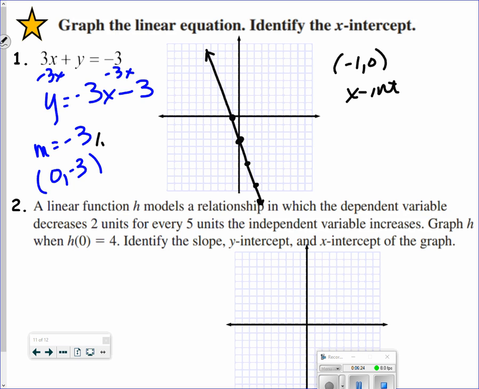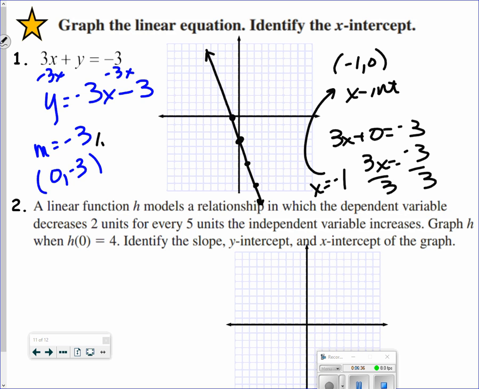If you decided not to do it that way, you can find the x-intercept by plugging 0 in for y and solving. So again, a little more mathematical way of finding the x-intercept is putting a 0 in for y.